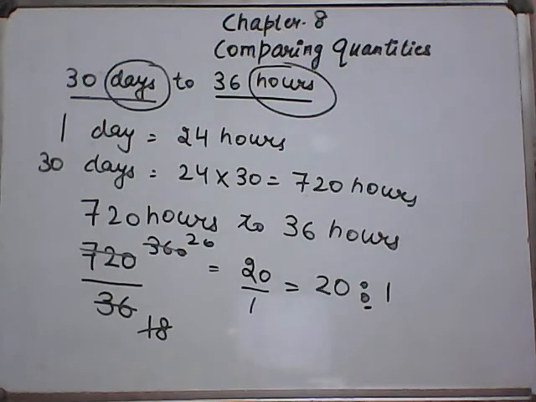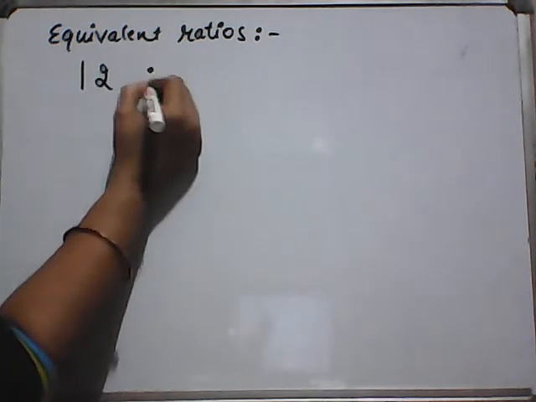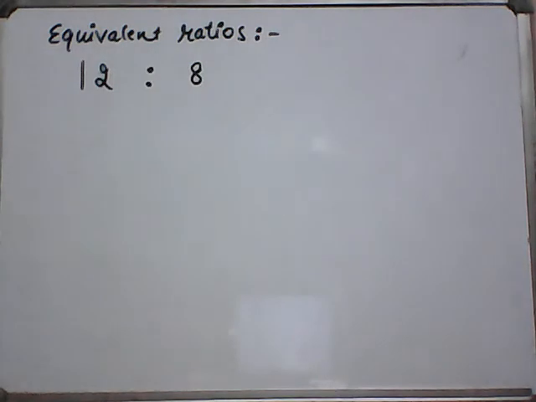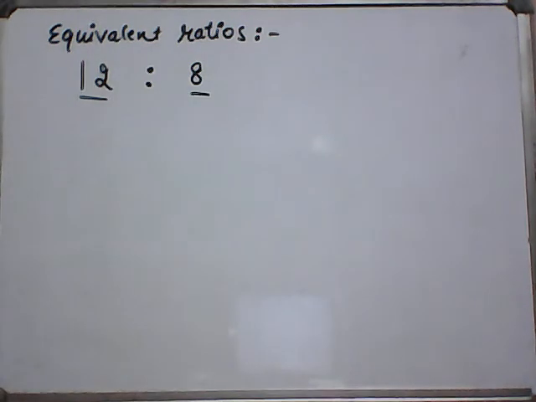Now next concept is equivalent ratios. A ratio obtained by multiplying or dividing the numerator and denominator of a given ratio by the same number is called an equivalent ratio. For example, suppose we have 12 is to 8. We have given ratio 12 is to 8 and you have to find out the equivalent ratios of this given ratio. We can find out by either multiplying the numerator and the denominator by the same number other than 0, or you can obtain by dividing the numerator and the denominator by the same number.